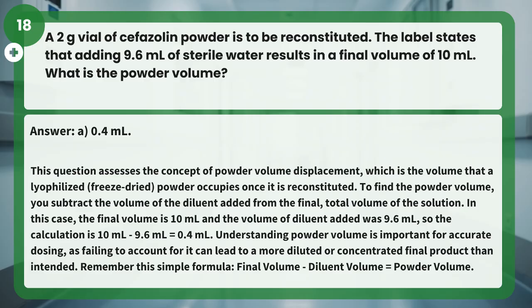Understanding powder volume is important for accurate dosing, as failing to account for it can lead to a more diluted or concentrated final product than intended. Remember this simple formula: final volume minus diluent volume equals powder volume.